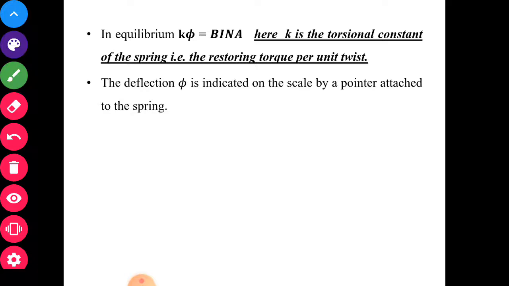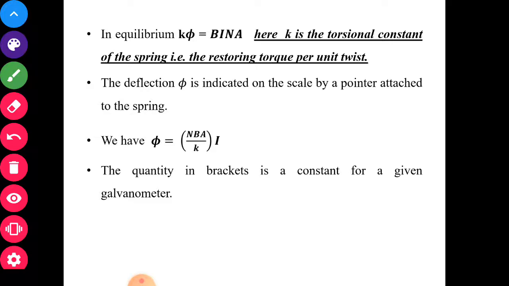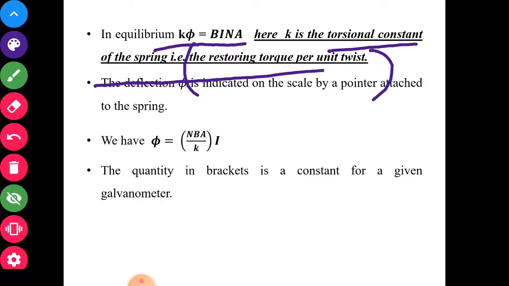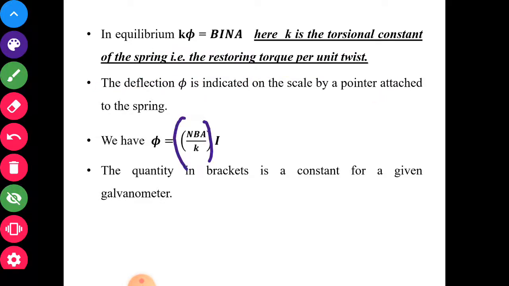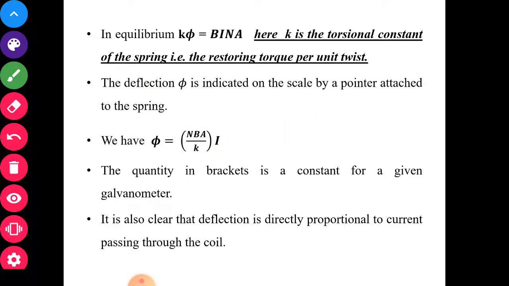The deflection phi is indicated on the scale by the pointer attached to the spring. Now phi can be made the subject of the formula. It becomes NBA upon K into I. It's very easy. Here the quantity in the bracket is constant for a given galvanometer, so when more current is passed, more deflection will be caused, or deflection is directly proportional to the current passing through the coil.